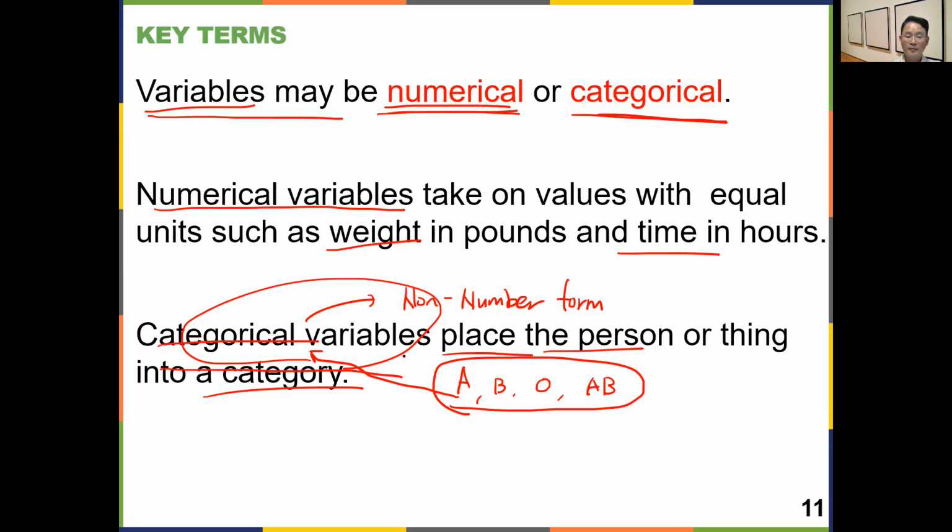So major is going to be a categorical variable. What about your age? Well, your age is a number. So your age is going to be a numerical type of variable. Okay? All right.